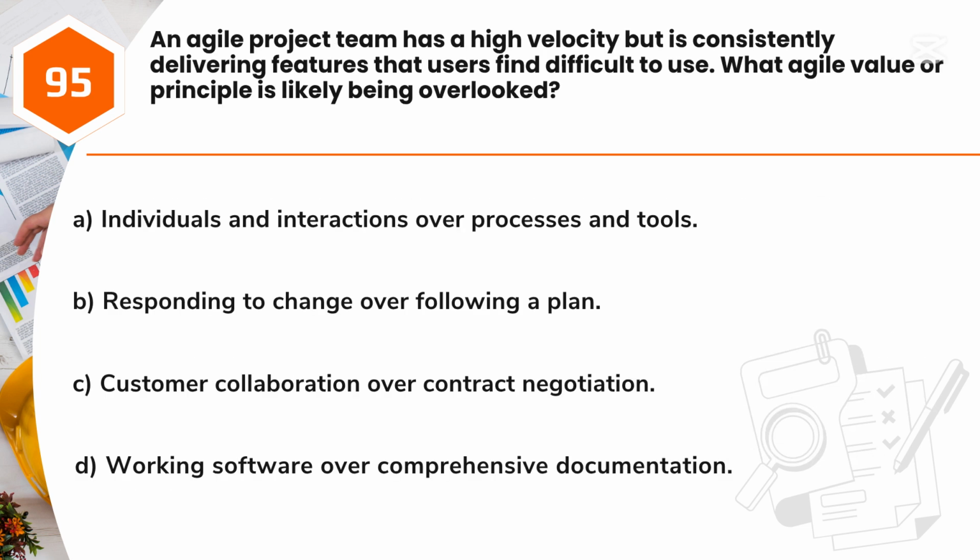Question 95. An Agile project team has a high velocity but is consistently delivering features that users find difficult to use. What Agile value or principle is likely being overlooked? A. Individuals and interactions over processes and tools. B. Responding to change over following a plan. C. Customer collaboration over contract negotiation. D. Working software over comprehensive documentation.